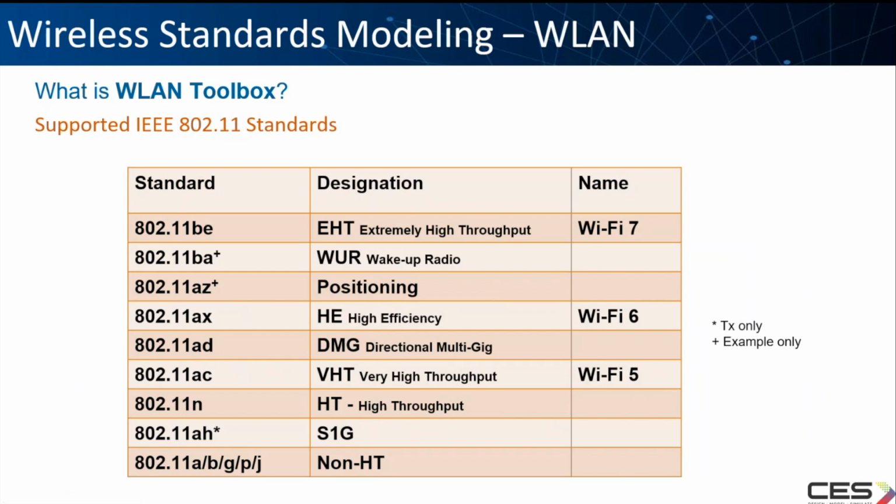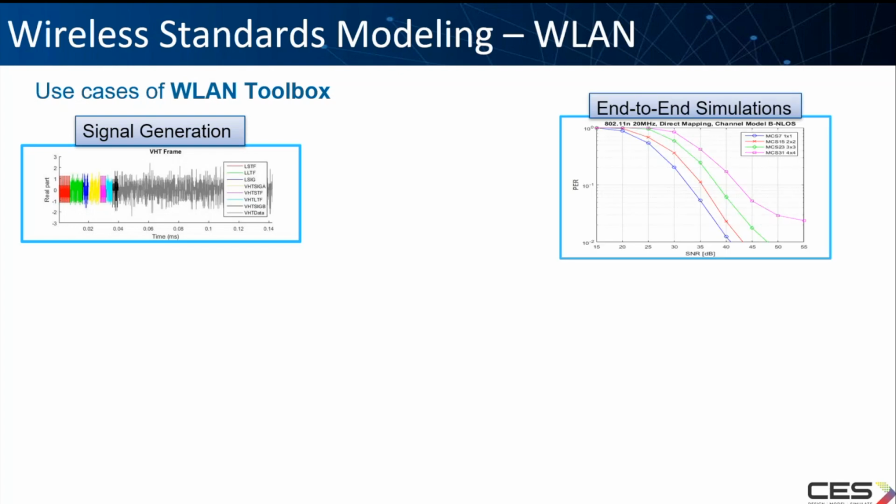The WLAN toolbox is an implementation of the known standards that we have listed in this table. So it supports different standards, from the legacy one, which was released a long time ago, to the latest one, which we are trying to implement, which is Wi-Fi 7. Some of the use cases or benefits of using the WLAN toolbox are many. I'm including some of them here.